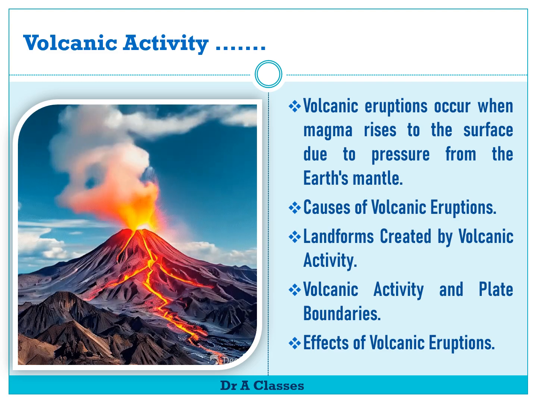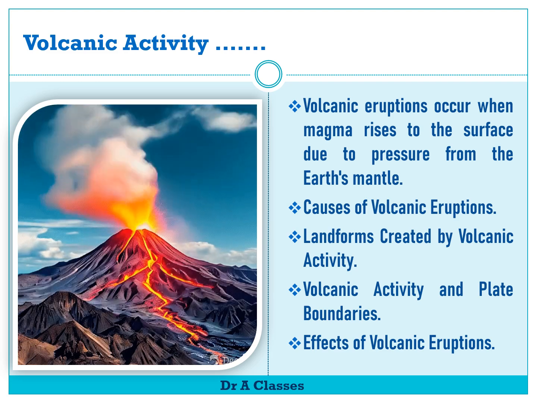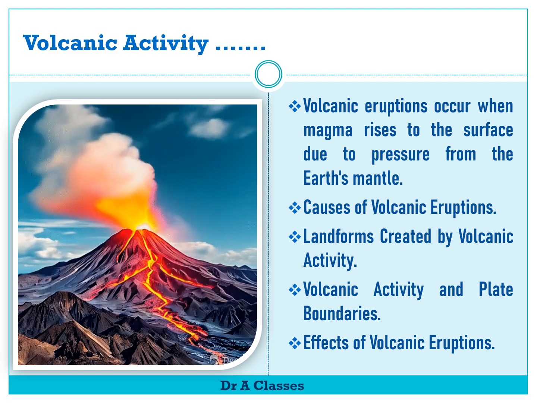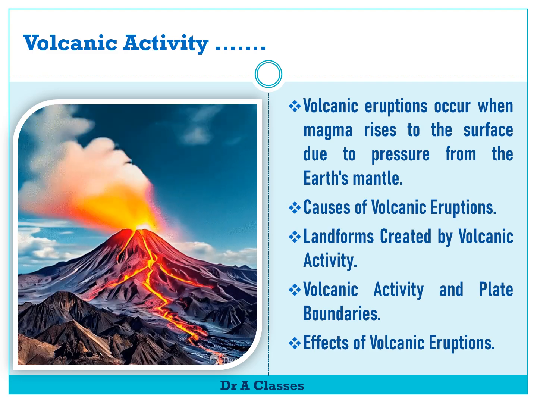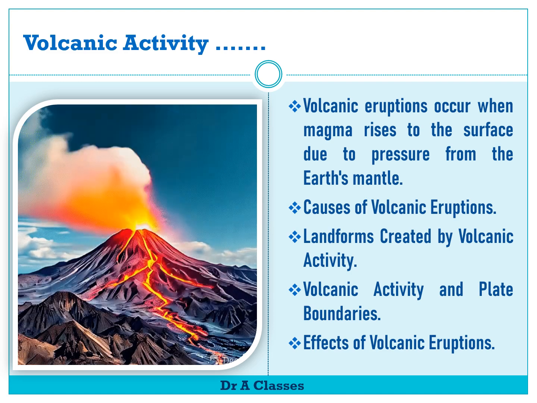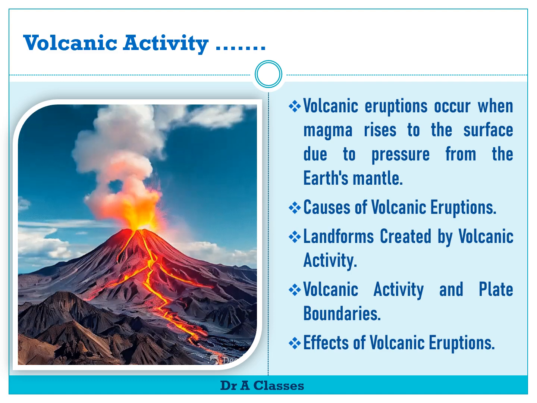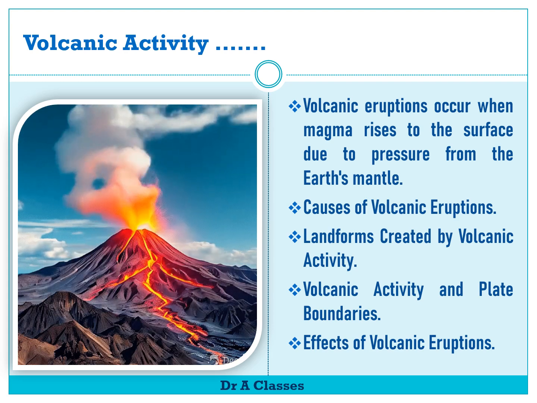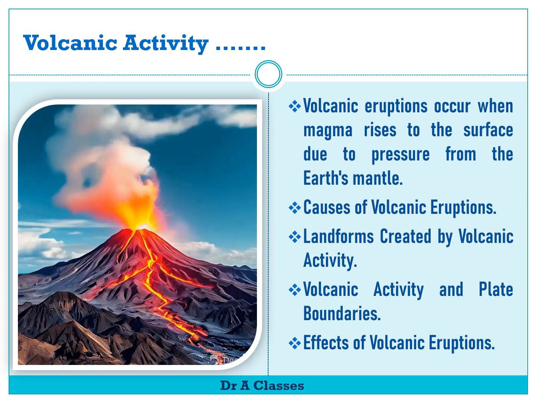Causes of volcanic eruptions. The Earth's interior consists of molten rock, magma, that is constantly in motion due to heat from the core. When pressure builds up, magma forces its way through cracks in the Earth's crust and erupts at the surface. The erupted magma is called lava, which cools and solidifies into new rock.